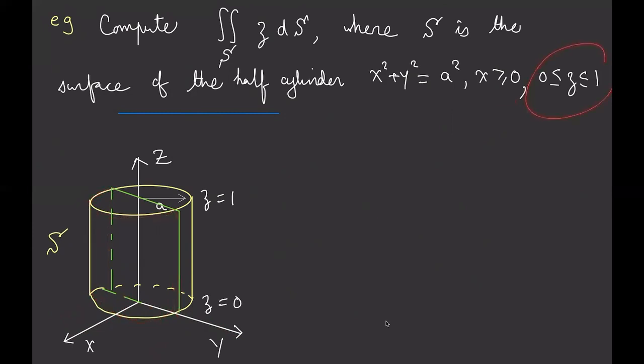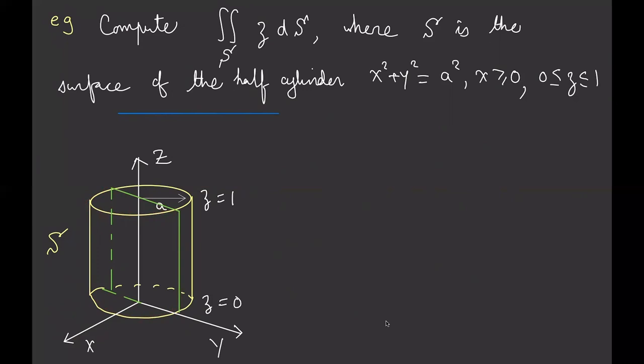And then there's another condition here, z is between 0 and 1, right? So here's a z equals 0 plane, here's a z equals 1 plane. So it's this part of the cylinder that we need. Okay, so we have to do the integral over this part of the cylinder.